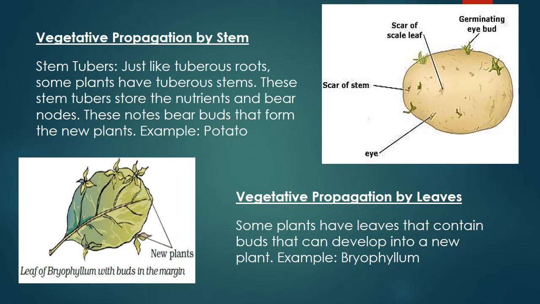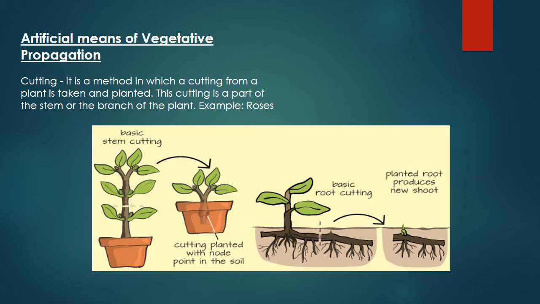Next is vegetative propagation by leaves. Some plants have leaves that contain buds that can develop into a new plant, for example bryophyllum. Artificial means of vegetative propagation include cutting, grafting, etc. Cutting is a method in which a part of a plant is cut and planted. This cutting is a part of the stem or branch of the plant. Usually we use this in roses. In stem cutting, the cutting is planted with a node point in the soil. In root cutting, we get a new plant with a new shoot from the root.